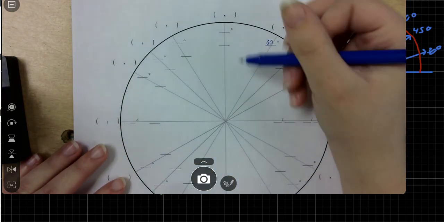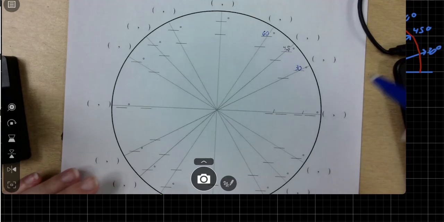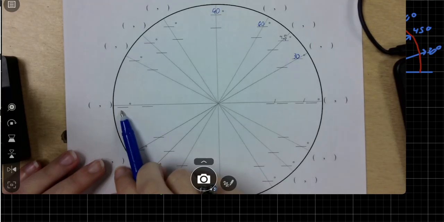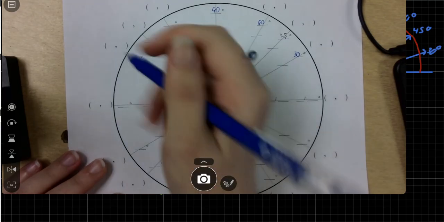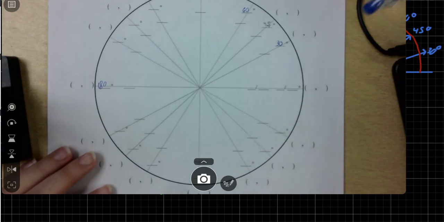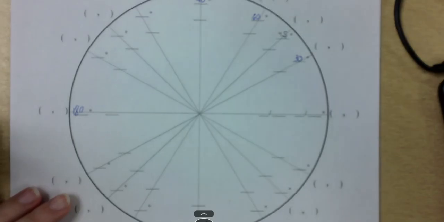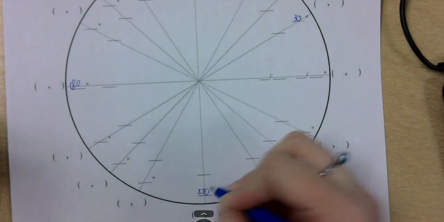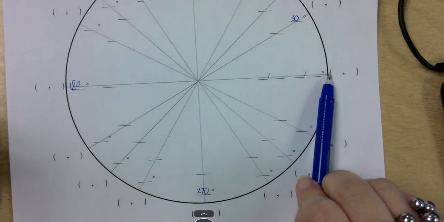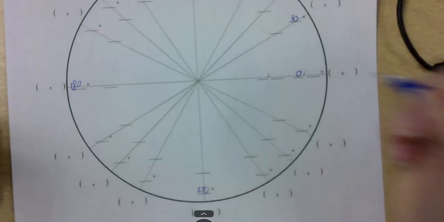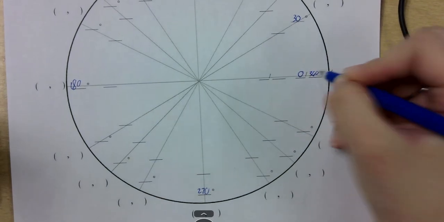Okay. If I make a 90-degree angle, which one should be next? Yep. What about down here? 180. Down below? 270. And what about here? Yep, it can be both. So 0 should be there or 360.